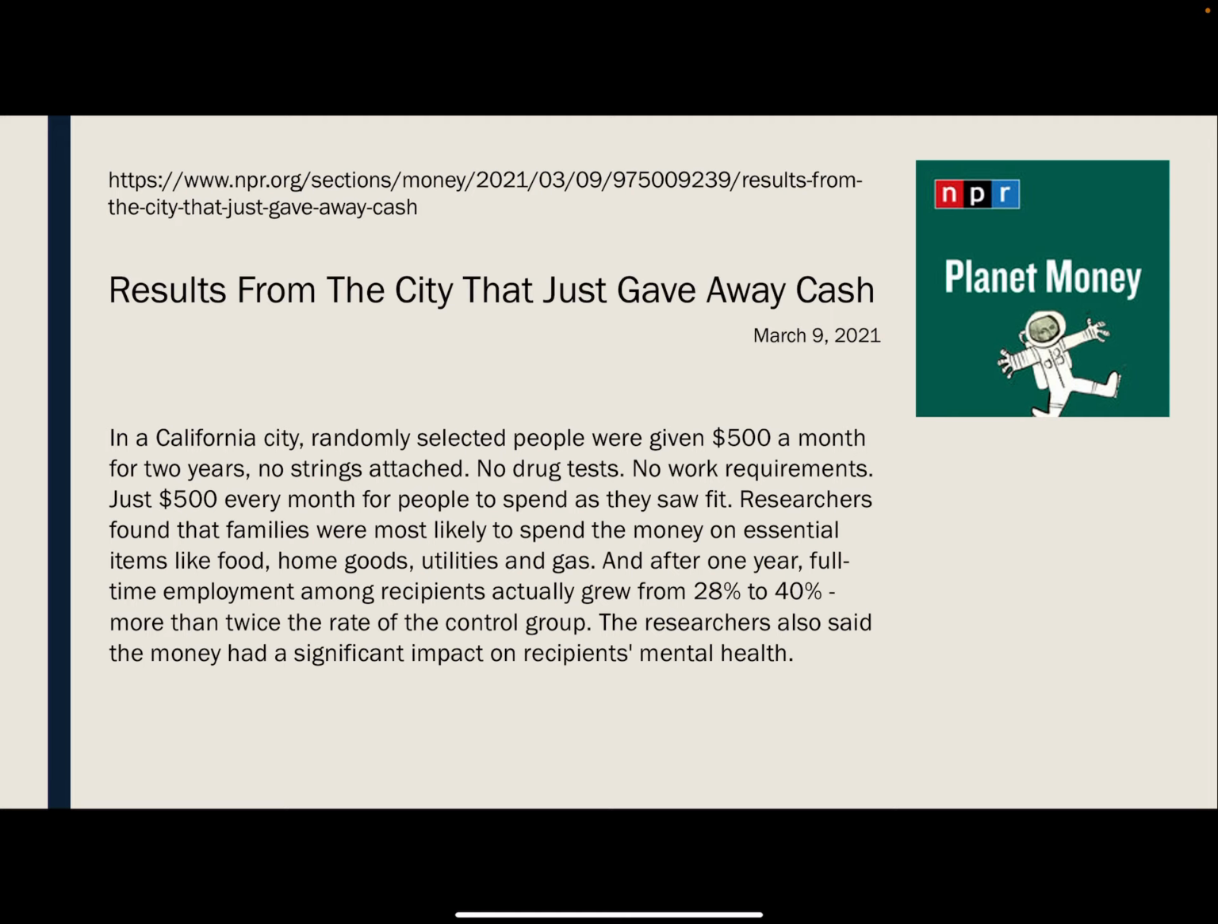So what they found was that many of the families spent the money on essentials like food and home goods and utilities and gas. So they weren't wasting the money. And that actually full-time employment grew significantly from 28 to 40% for people who were given the money versus people who were not given the money. So I thought that was a very relevant experiment. So go ahead and read about that. But you have another experiment example in our assignments.